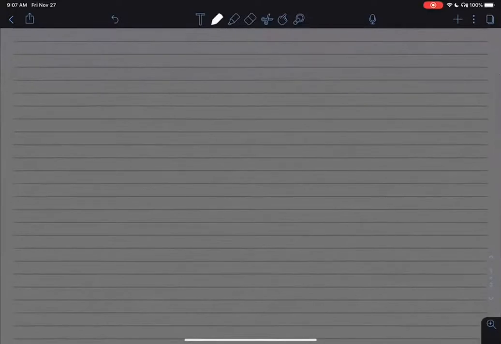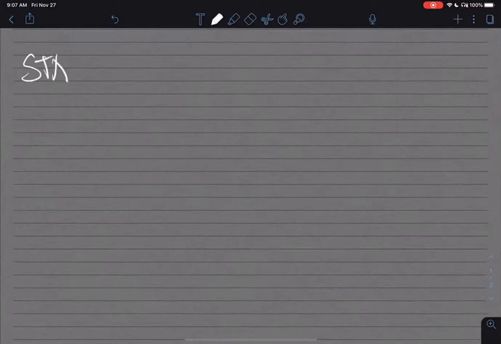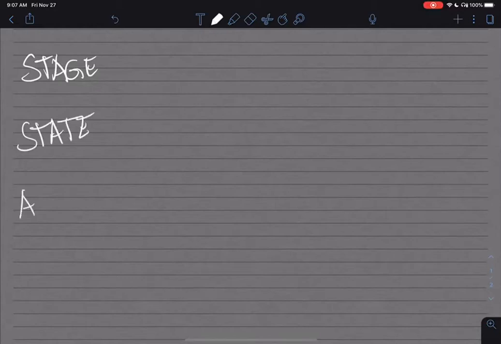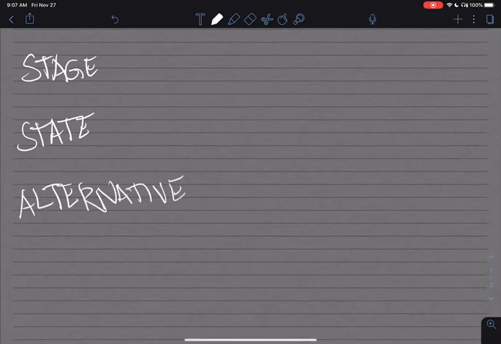The things that we need for us to say that we can solve it using dynamic programming is we need to be able to define a stage, a state, and an alternative. So these are the three things that we need to be able to define properly and correctly in order for us to say that a problem can be solved using dynamic programming.